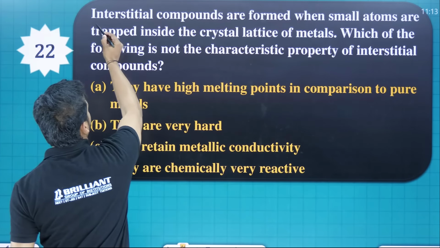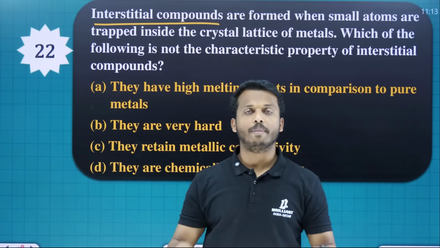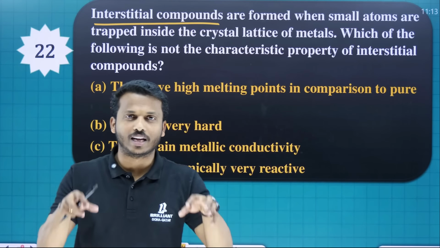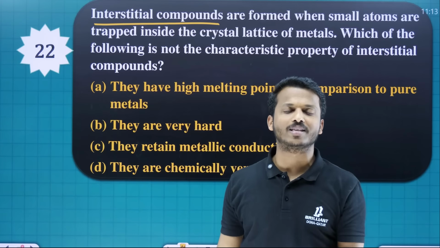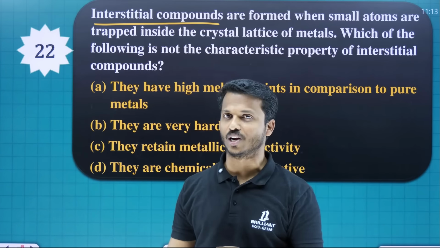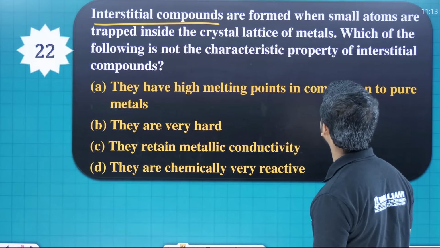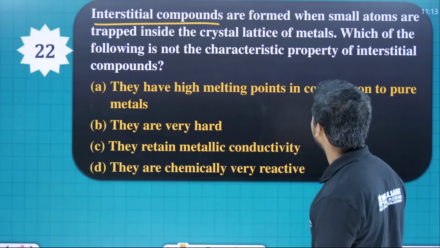Question 22. Interstitial compounds. What are interstitial compounds? In transition metals, small gaps are there. That is called an interstitial site or void, where small elements like carbon, hydrogen and oxygen are trapped. They are called interstitial compounds. Interstitial compounds are formed when small atoms are trapped inside the crystal lattice.